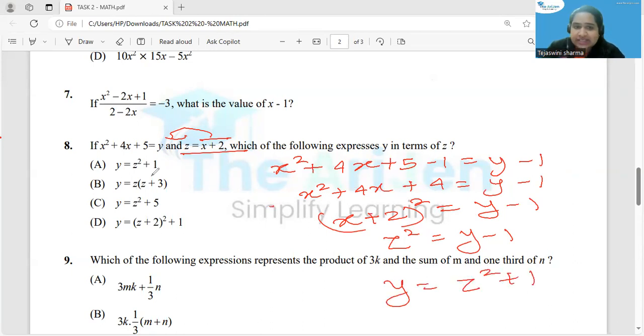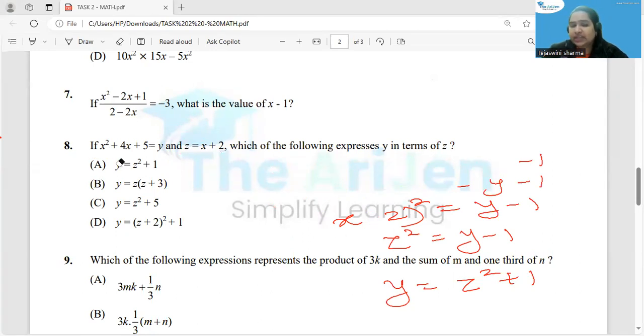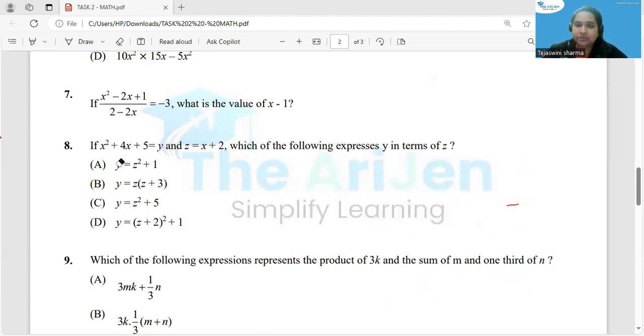So which option is appropriate? It is option A. Option A is correct. You can check your answer and write the solution. Do cross check it and you'll get the idea how to solve it. Now let us move to the next question, which is question number 9.